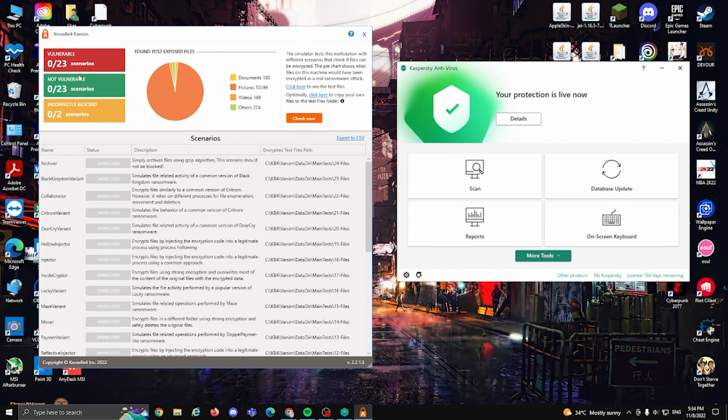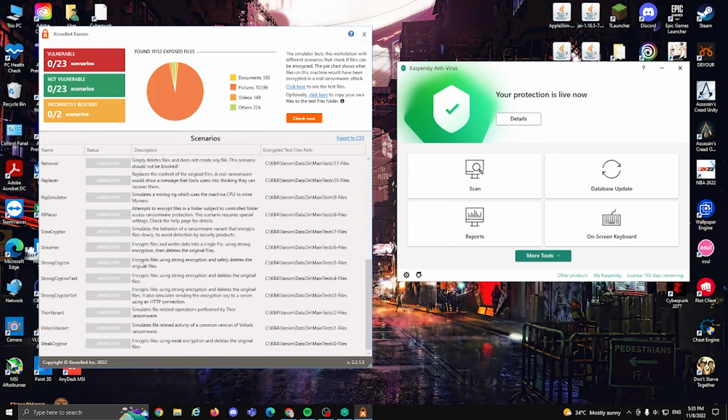Not vulnerable means it blocked it successfully. Vulnerable means it didn't block it. And for incorrectly blocked, we have two false positive results. Basically, one uses an algorithm to zip files, which a lot of programs can mistake for ransomware. So this result shouldn't be blocked, but if it gets blocked, it's blocked. And I believe we also have another false positive result.